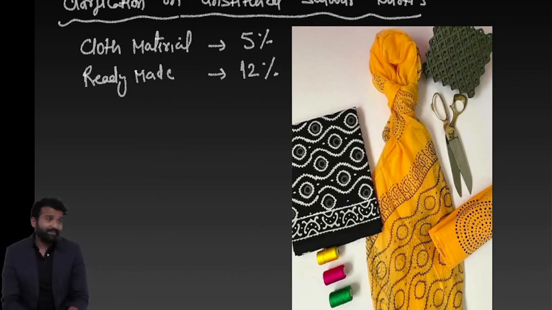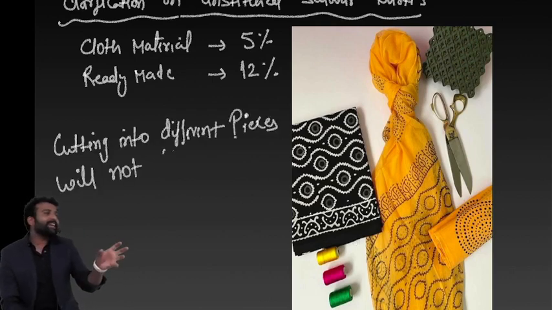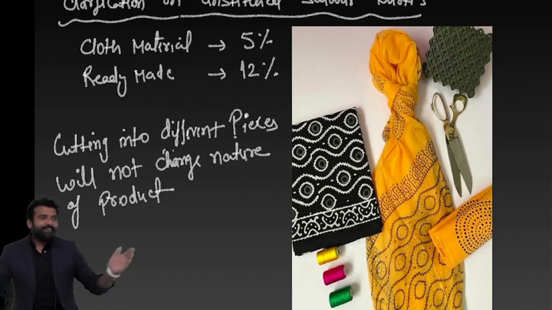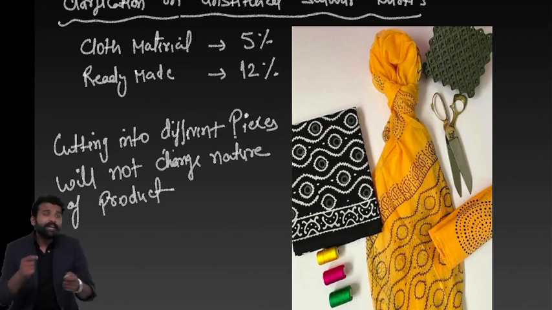Cloth material or ready-made wear, that is the question. And the answer is very simple. Cutting anything into different pieces will not change the character of the product. If I have a cloth and I am cutting it into two parts, that will not change the characteristic of the commodity.